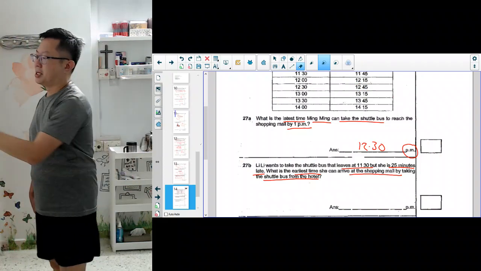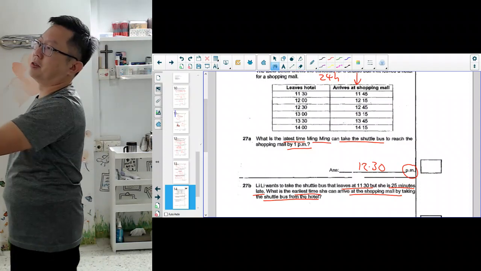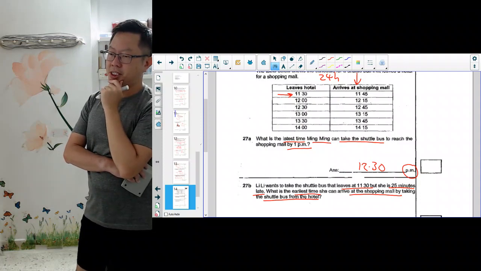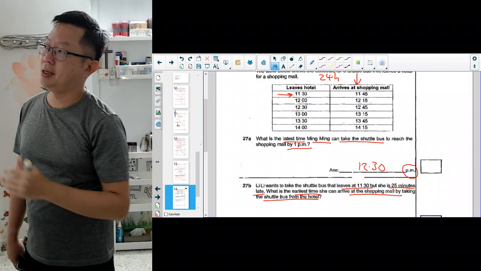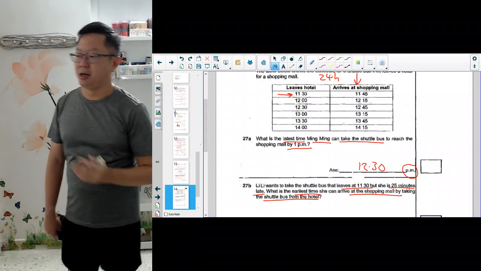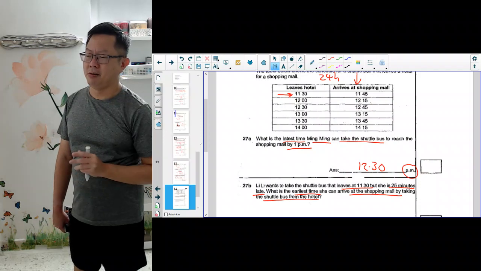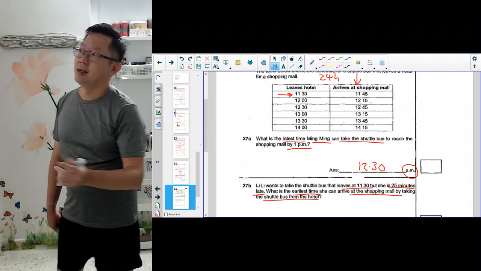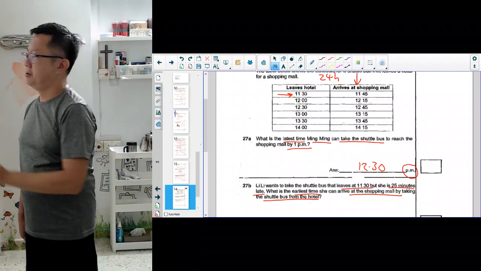Now, she wants to take the shuttle bus at 11:30. So she wants to take the bus here, but she missed it. So she is 25 minutes late. So what time did she arrive? So what time do you think? What is the time that is 25 minutes later? So 11:30 plus 25 minutes later, that will give you, what time is that?